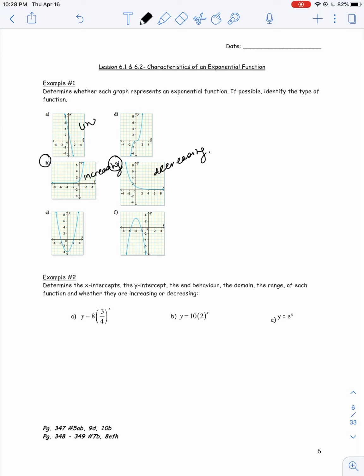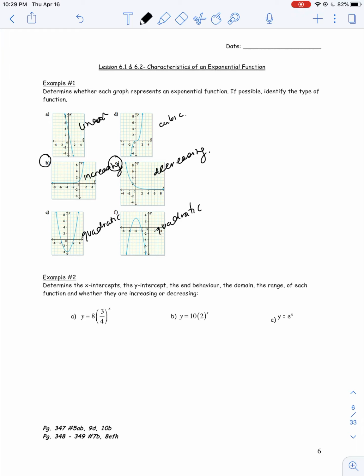This guy is linear, so that's something that we looked at in 10C. This one is our next unit, and this one is called a cubic function. This one's quadratic, and this one's also quadratic. Okay, so right now we're looking at B and E. Those are the only exponential ones. So what we'll figure out is why is one increasing and why is one decreasing.